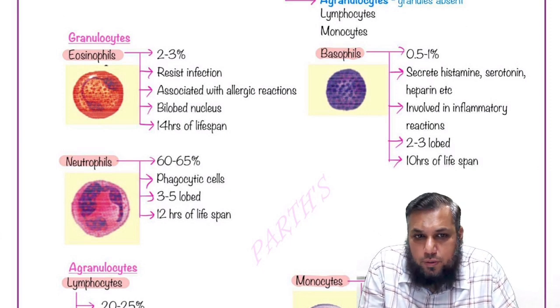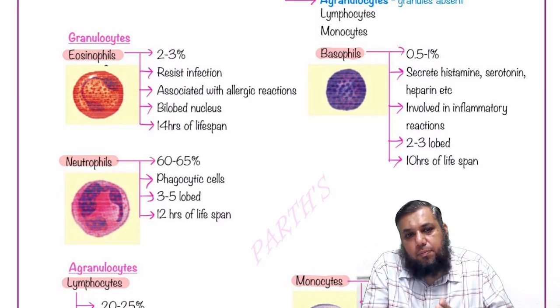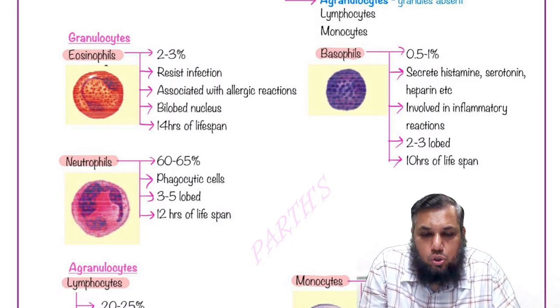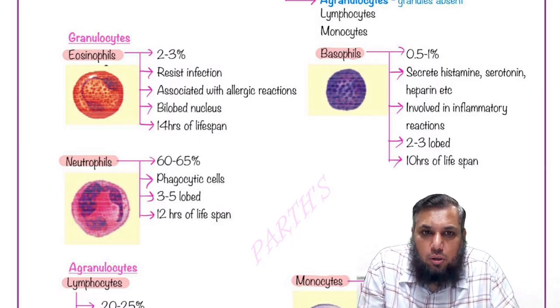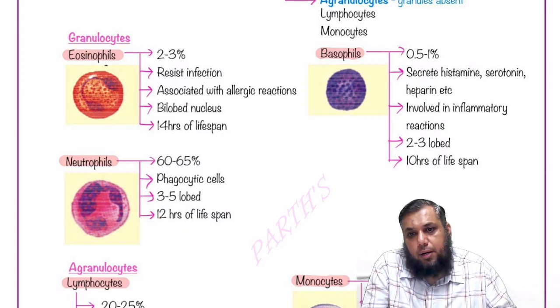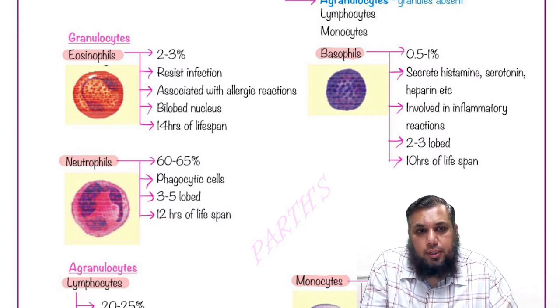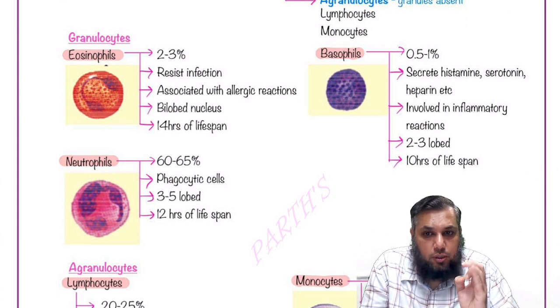To begin with, neutrophils. If you talk about the total leukocyte count, TLC, that is 6,000 to 8,000. From that, 60 to 65% is the neutrophils. So if the MCQ is, which of the leukocyte has the maximum count, our answer is going to be neutrophils. These are phagocytotic cells. They can perform phagocytosis of live pathogens. They have a multi-lobe nucleus, 3 to 5 lobes.